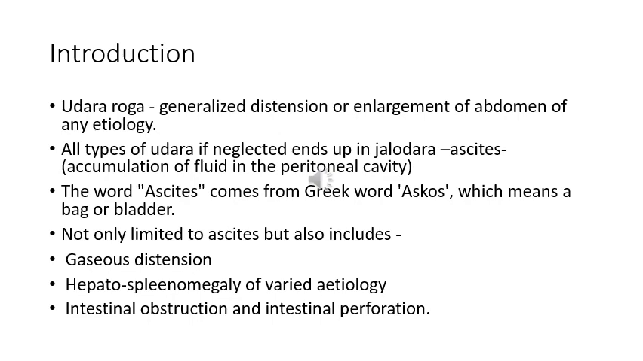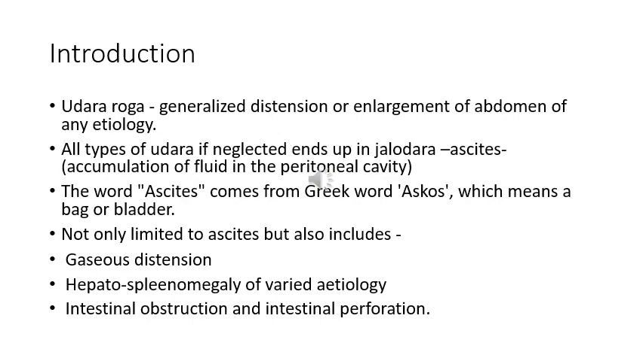The condition Jalodara is usually correlated with the modern condition called ascites, that is, accumulation of fluid in the peritoneal cavity. But the chapter Udara deals with all types of generalized distension that cause enlargement of the abdomen. The word ascites comes from the Greek word ascos, which means a bag or bladder. That is similar to the pathology explained in Jalodara. There is accumulation of jala or any other materials leading to enlargement of the abdomen, or the convexity of the abdomen.